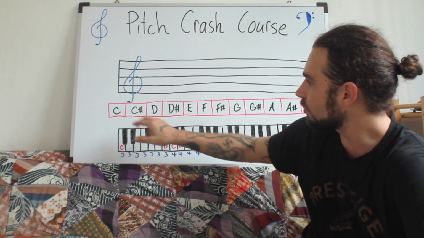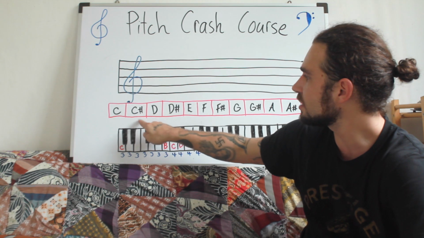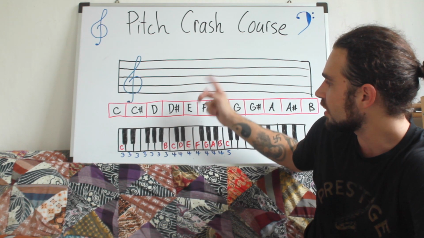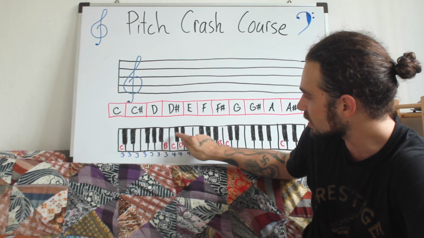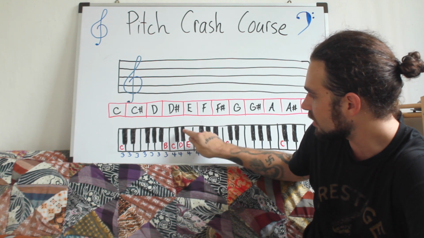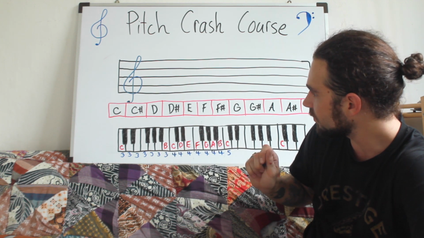So if I were to go chromatically, just C, C sharp, D, D sharp, and E, that would look like this. C, C sharp, D, D sharp, and E.